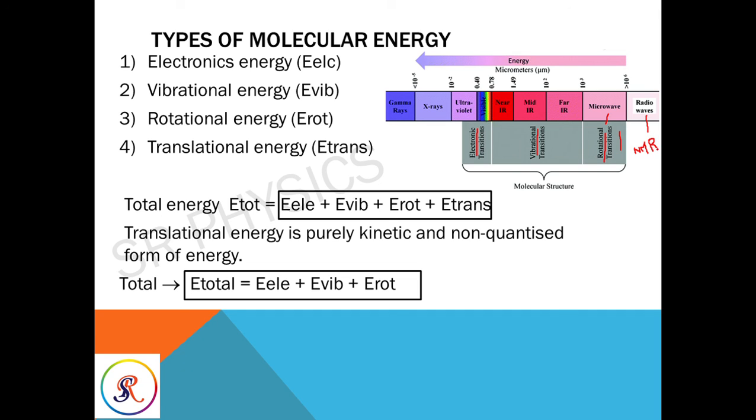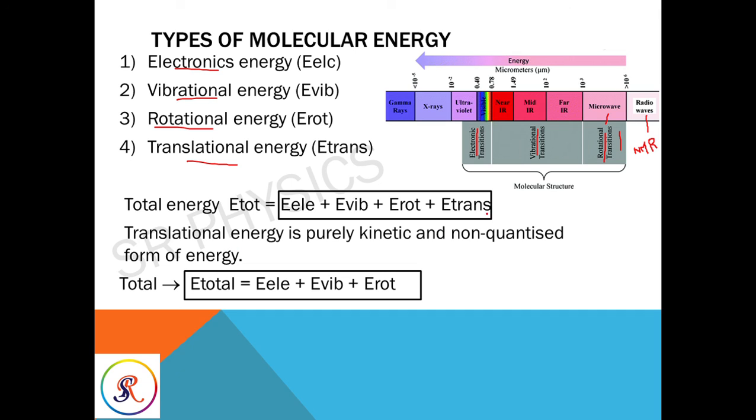Next, we will learn how to calculate the total molecular energy. So, molecular structure or molecular energy. We should know the types of molecular energy. First one, we know, is microwave, sorry, rotational energy. Then vibrational energy, electronic energy and translational energy. To calculate the total energy, we add all four energies together.